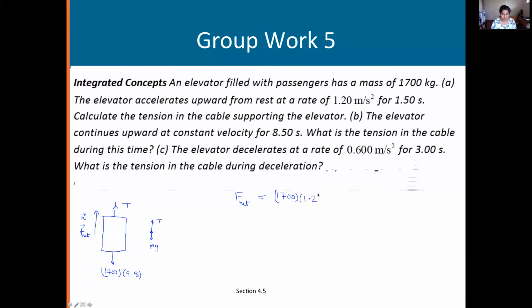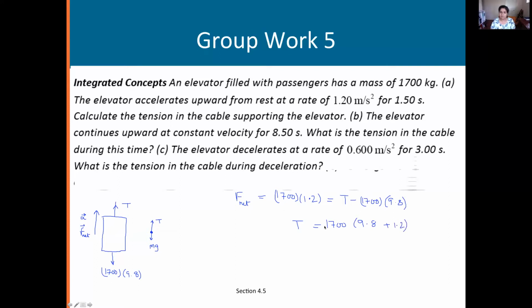Let's make that point a little more obvious. This is my F net, and F net is also the resultant of these two. So if I take the upward direction as positive, this is going to be tension minus the weight downwards, which is 1700 times g, 9.8. So I can solve this equation for T, and that's going to give me T as 1700 times 9.8 plus 1.2. So I took this term to the other side.